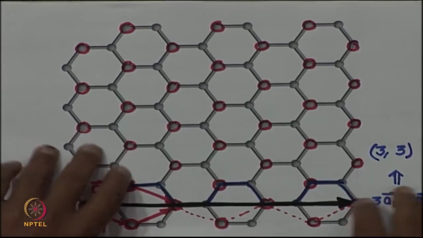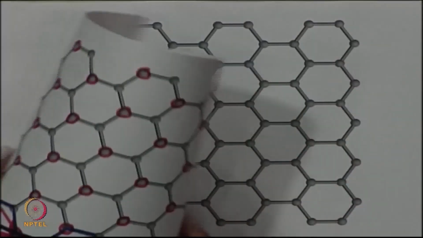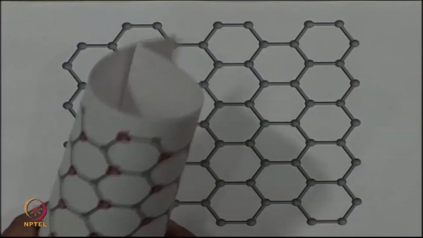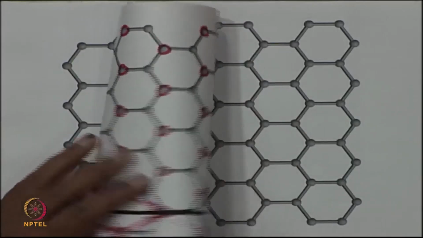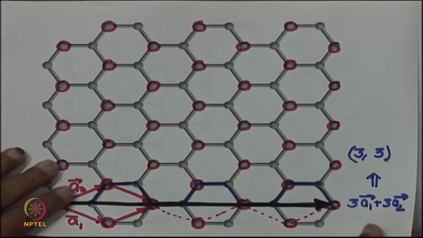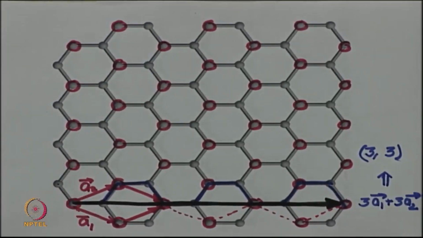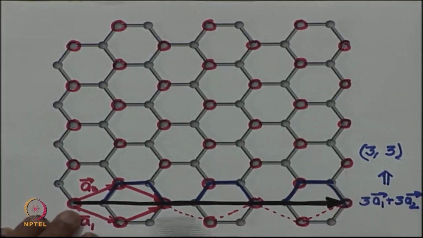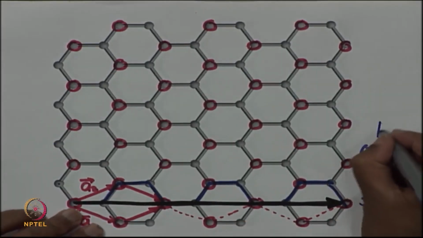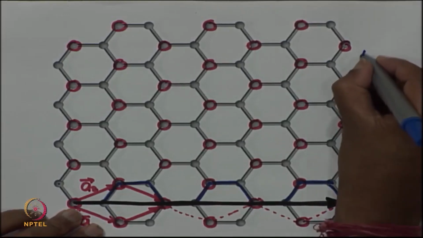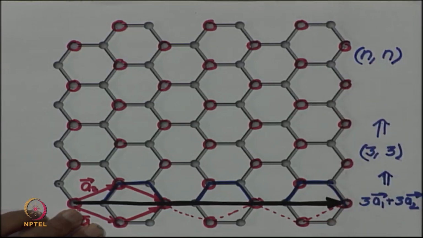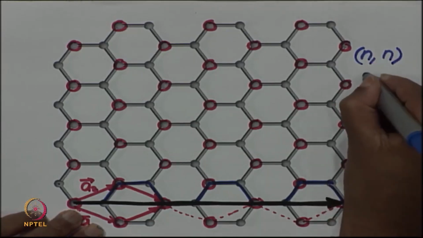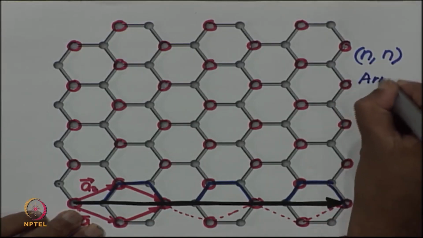Now, I will fold like this to bring the head of this chiral vector to its origin, and if I join, then I will get a tube which will be a 3 3 tube. So, in general, any NN tube will be an armchair tube. So, if the two components are equal, then you will have an armchair tube.